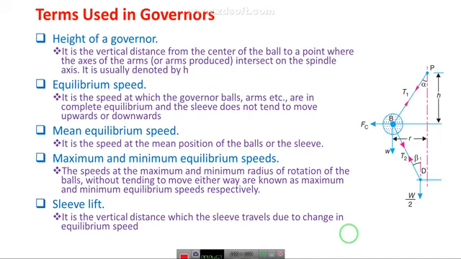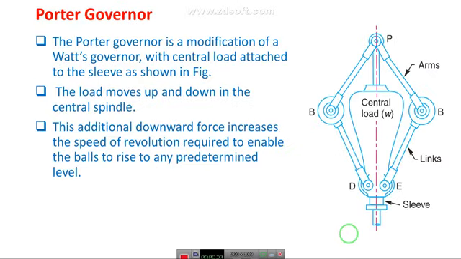Coming to the mean equilibrium speed, it is the speed at the mean position of the balls or the sleeve. Then the maximum and minimum equilibrium speeds: the speeds at the maximum and minimum radius of rotation of the balls without tending to move either way are known as the maximum and minimum equilibrium speed respectively. Then sleeve lift, that is, how much distance the sleeve travels: the vertical distance which the sleeve travels due to the change in equilibrium position.